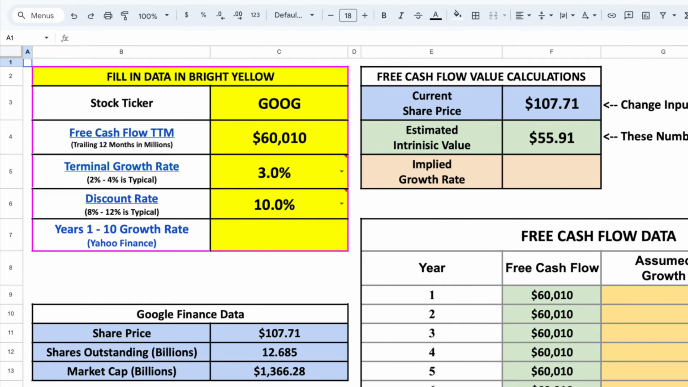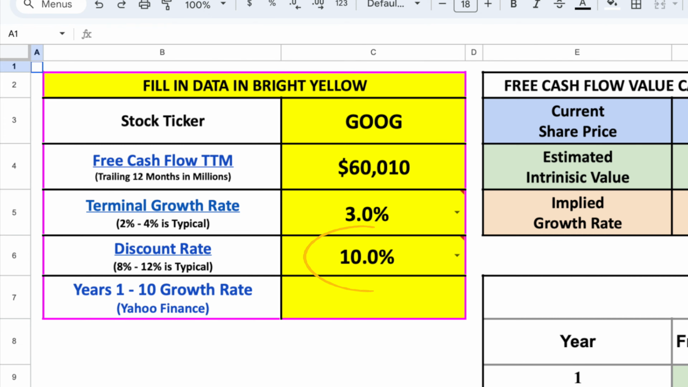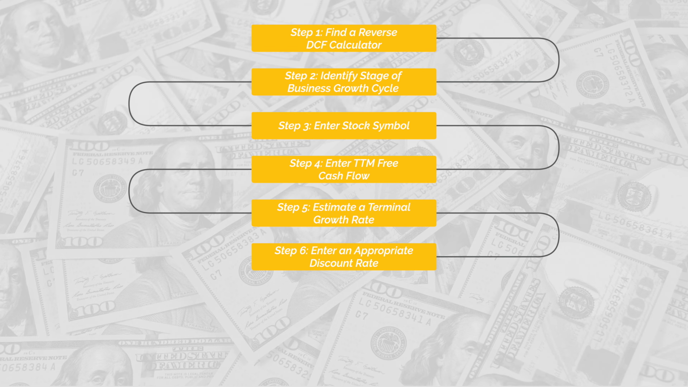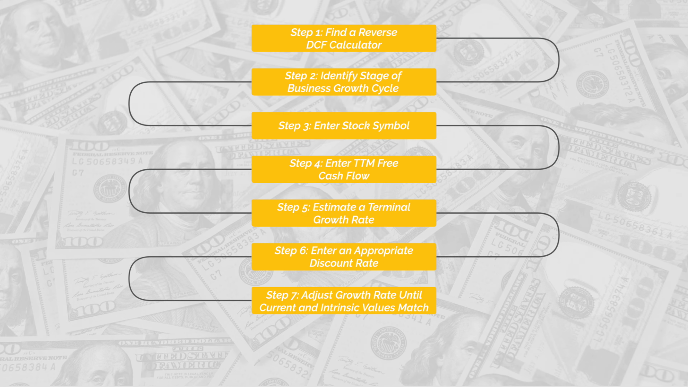Now, in Google's case, we think it is a normal risk business, so in this case, we're going to be using a discount rate of 10% for Google. Finally, we look at the company's growth rate over the next 10 years. We're going to play with this number until its current and intrinsic values match. So next, we're going to be inputting different growth rates for Google's free cash flow over the next 10 years, which will change its estimated intrinsic value. We're going to keep making changes to that until its current share price and its estimated intrinsic value match.